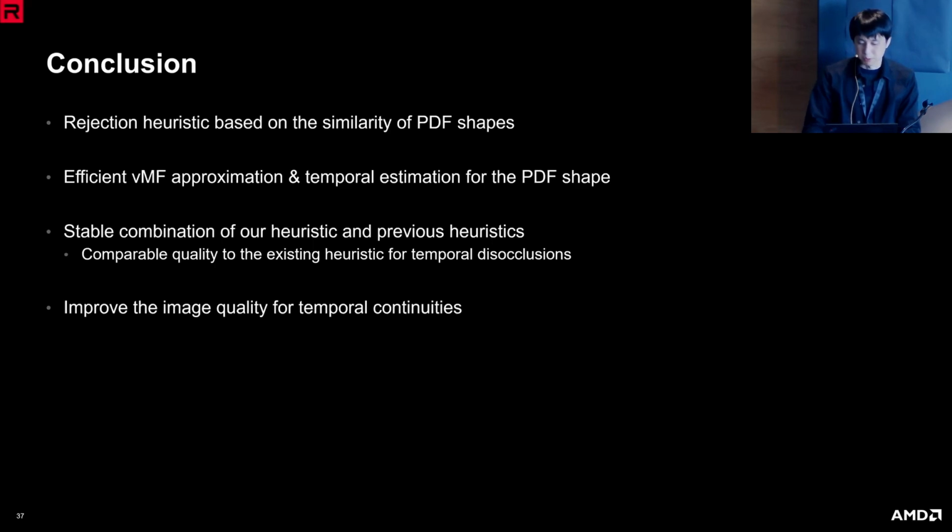This combination produces a comparable image quality to the existing heuristic for temporal disocclusions and rapidly moving lights. On the other hand, for temporally continuous lighting, our method improves the image quality while using a smaller number of layers than the previous method.